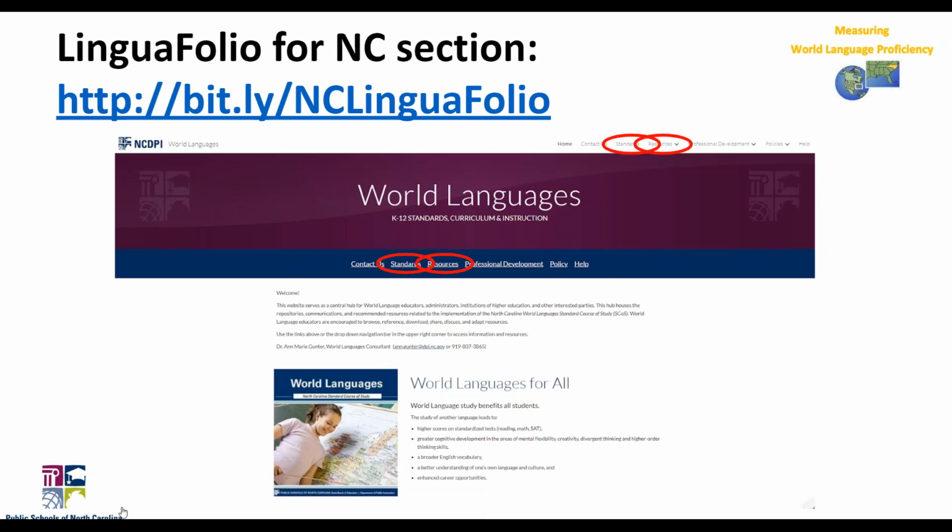And this is to show you where, in fact, you can find them on our website. We have a whole LinguaFolio for North Carolina section. You can see this is just a screenshot of the landing page. LinguaFolio is available under our standards because it's a standards aligned or proficiency-based tool that we can use with our standards directly. And it's also available in resources on its own tab. I have created a bit.ly link as well to make it easier for us to find those materials that we want to work with.